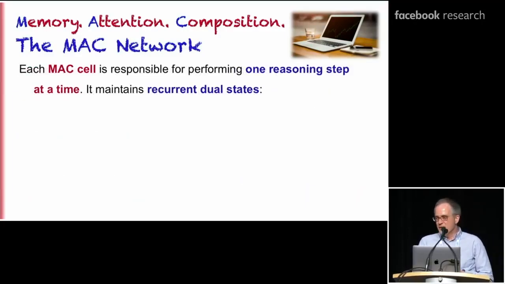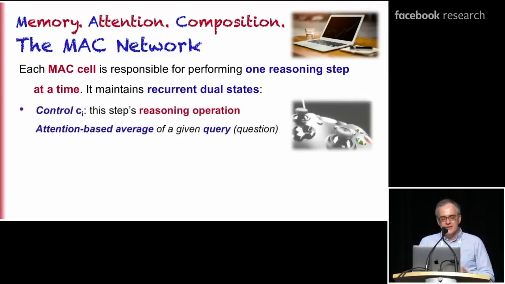Okay, so we'll then, for the next few slides, gradually work down into the details. So a single MAC cell is meant to do one reasoning step. And to do that, it makes use of having two recurrent states. So we have a control state, and this represents the step's reasoning operation. And the reasoning operation is going to be represented as an attention-based average of a given query, where the query for CLEVR is going to be the question that we're asked.